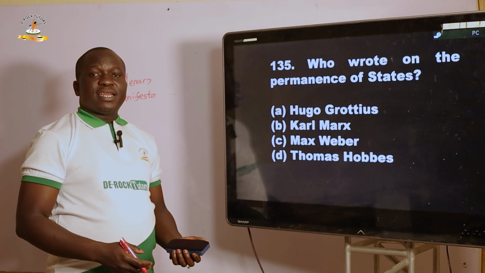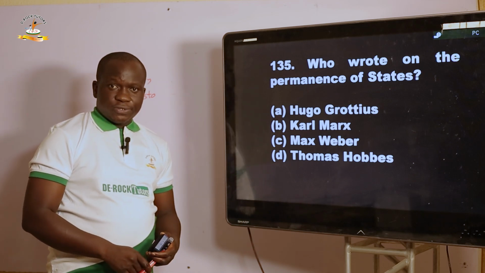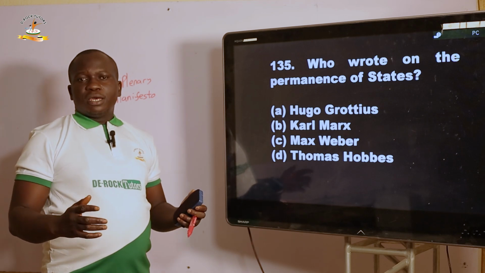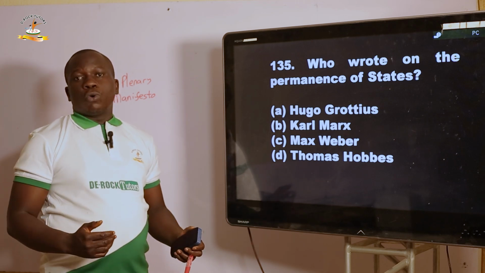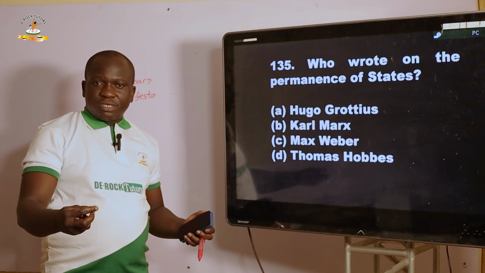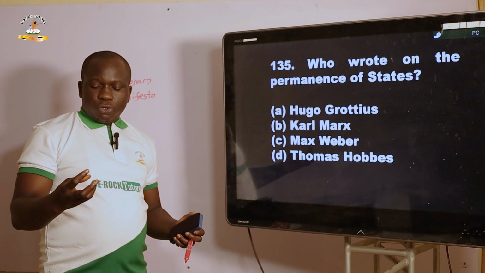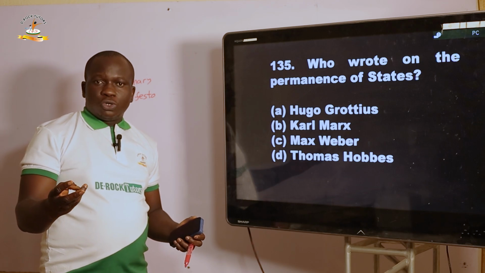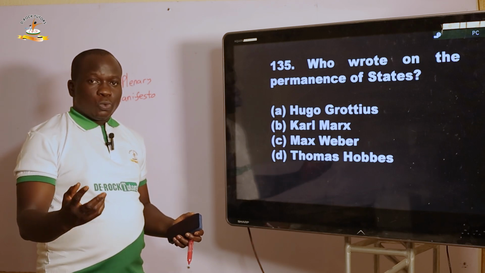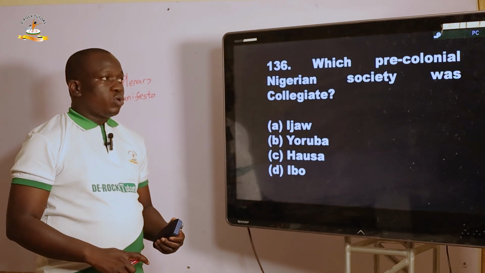Who wrote on the permanence of states? A Greek philosopher named Hugo Grotius. He said, governments will come and go, but states are immortal. To be immortal means it won't die. It means it will be permanent. So he wrote on immortality of states, or you could say permanence of states. So which philosopher? That's Hugo Grotius, option A. Now to the next question.